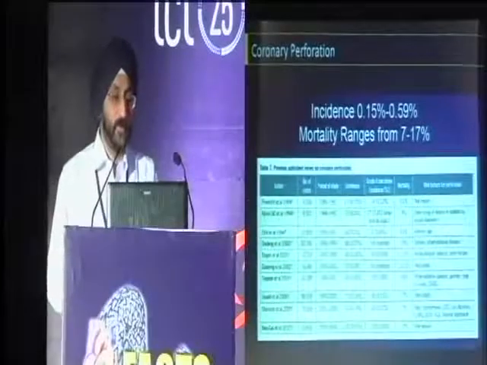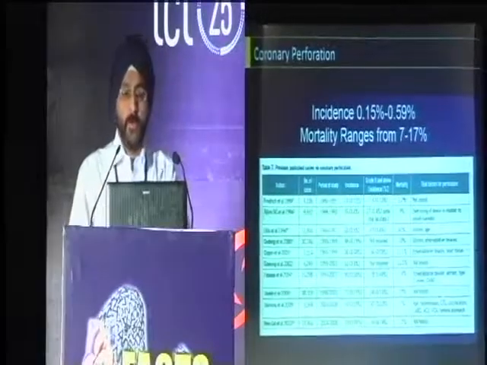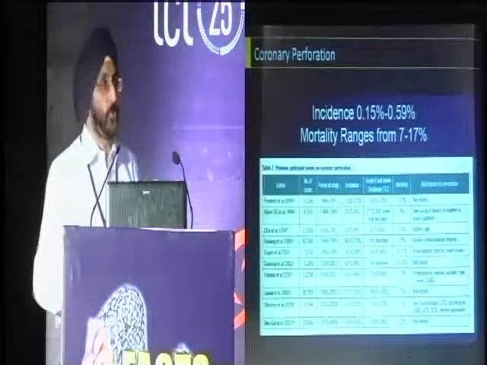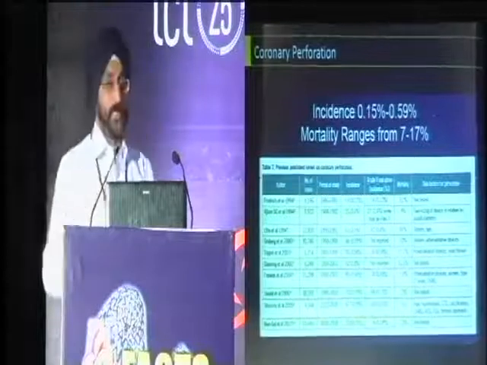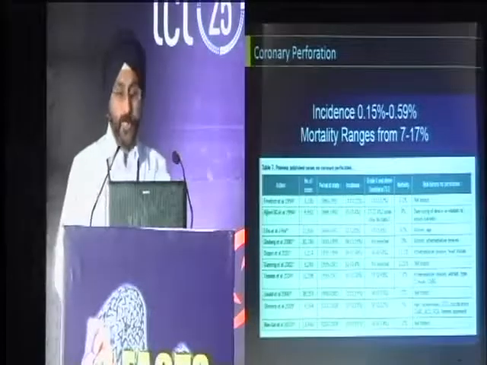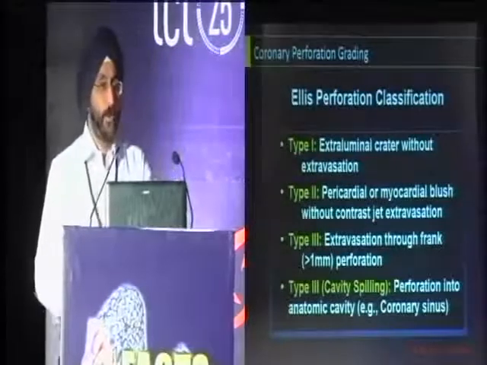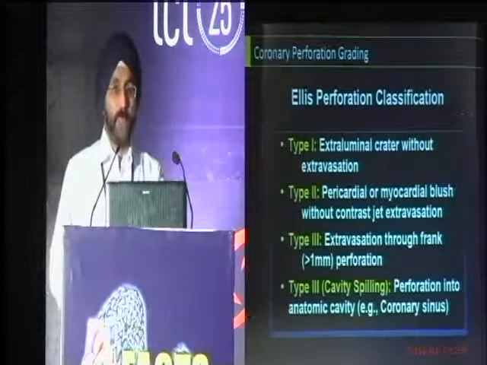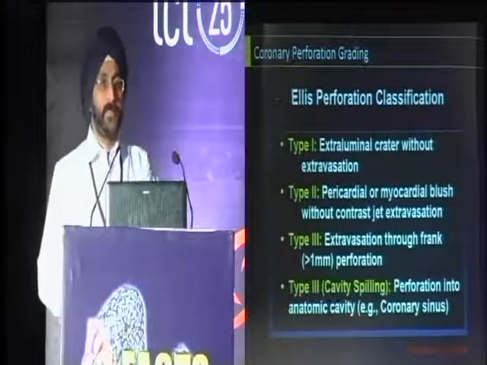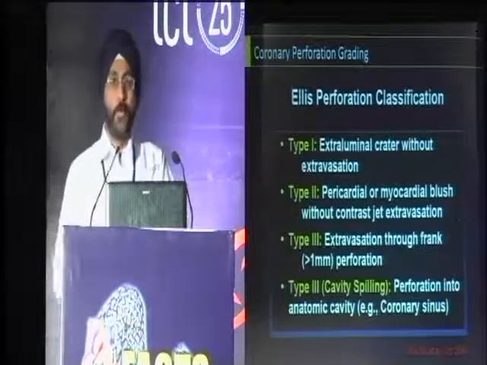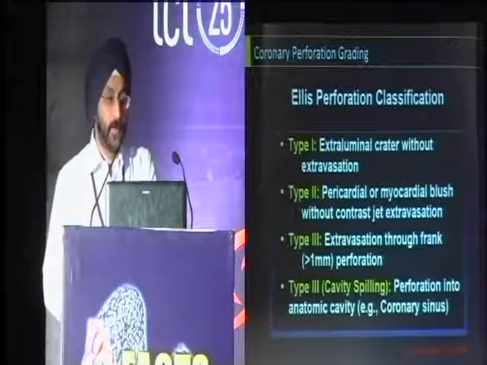So the incidence is around 0.59 to 1.15%, but the important point is that those who have a severe grade of perforation, that is grade 2 or 3, may have a mortality of up to 7 to 17%. Just a brief mention about the grades. Type 1 is just an extraluminal crater, and generally it doesn't bother because many times it responds to prolonged balloon inflation proximal to that, or stenting. But more worrisome are type 2 and type 3.